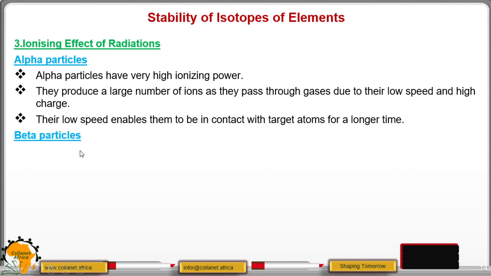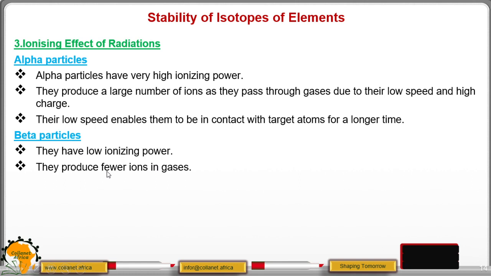Then we move to the beta particles. They have low ionizing power, and they produce few ions as they move in gases. Then we go to gamma radiations or gamma rays. Now this one, they have low ionizing power.